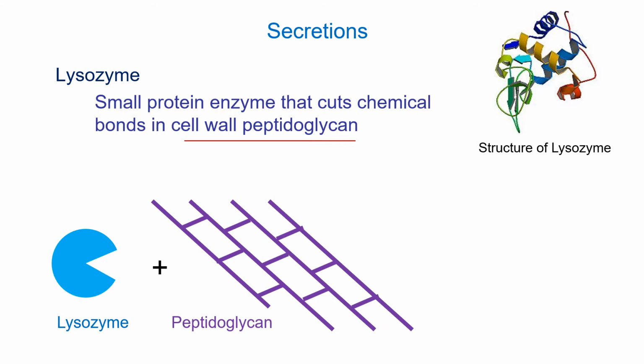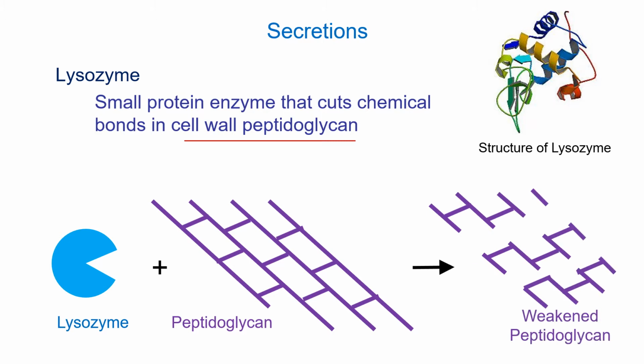So take a look at this. Here's our peptidoglycan, here's our lysozyme. It's an enzyme, kind of looks like Pac-Man. It goes in, cuts up the bonds, and you can see there's holes in the peptidoglycan. This is particularly effective against gram-positives. Remember, gram-positives have that extra thick layer of peptidoglycan, and when you have more peptidoglycan, you are more susceptible to this enzyme lysozyme.